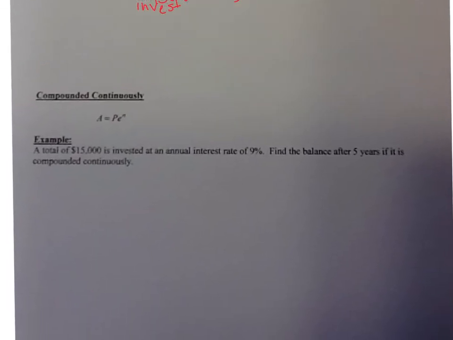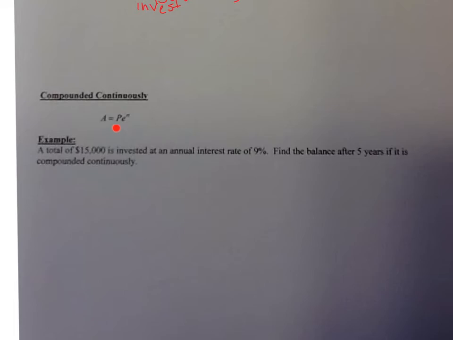Okay, so let's look at compounded continuously. For compounded continuously, the formula is A equals P E to the RT. So same thing, P is your investment, E, remember, is the natural base, so that's a constant already. R is your rate, T is time. You only use this when it says compounded continuously.